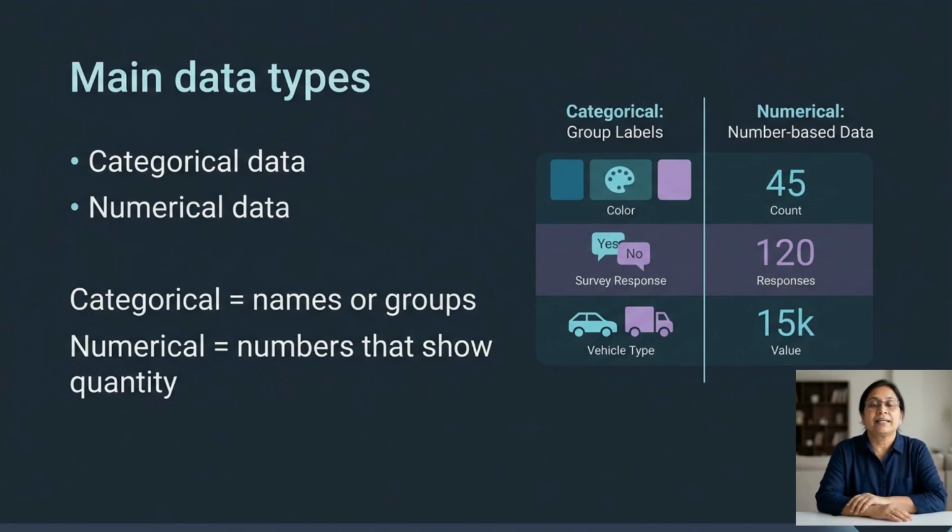At a basic level, data can be understood in two major forms: categorical and numerical. Categorical data means names, labels, or groups such as blood group or department. Numerical data means numbers that represent quantity such as age, weight, blood pressure, or hours of screen time. This difference is very important because the type of data influences how we summarize and analyze it.